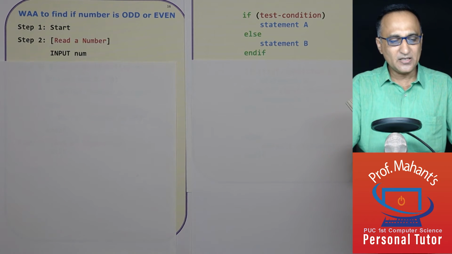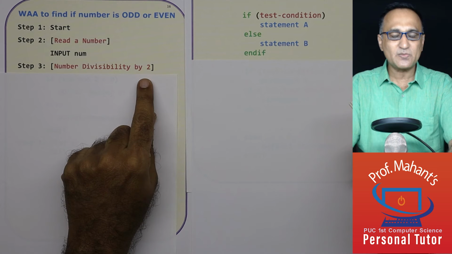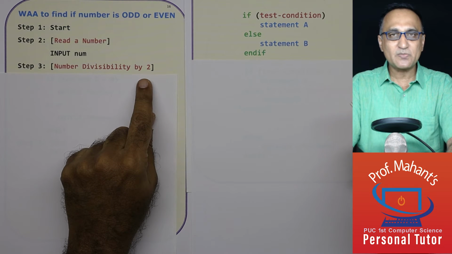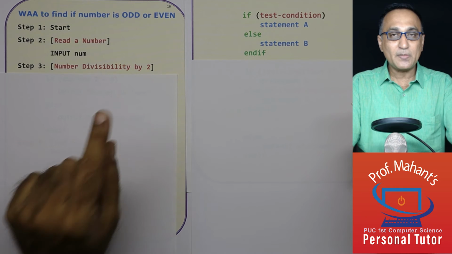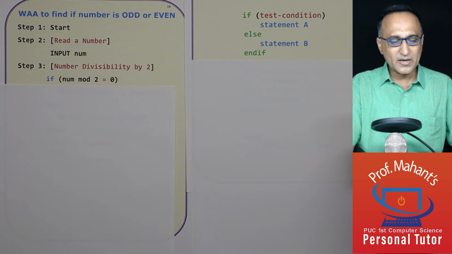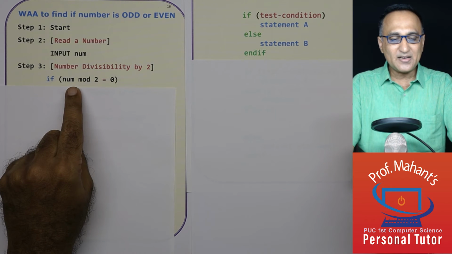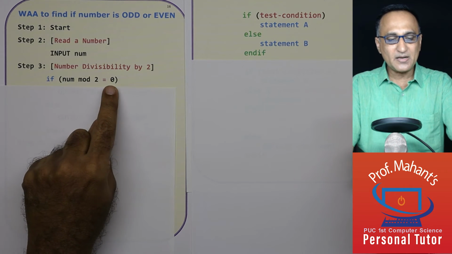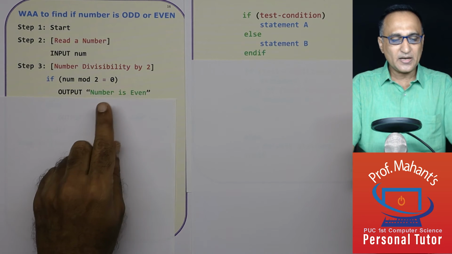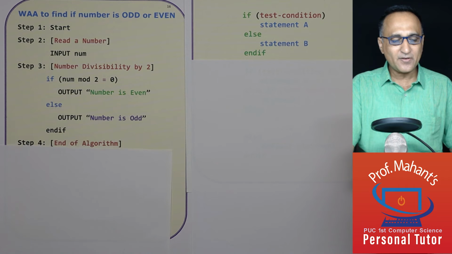So let's try to understand the logic. What I am doing is checking whether this input number is perfectly divisible by 2. What do I mean by perfectly divisible by 2? When I divide by 2, if the remainder happens to be 0, then it's an even number, else it's an odd number. So let's take a look at what I am doing. In the first step, I am saying number mod 2. Let's say the number is 10. 10 divided by 2. What is the remainder? Remainder is 0. So I am going to say output number is even. Else, since in this case it's already even, it's not going to go to the else part. It's going to come to the end if, go to the next step, and reach the end of the algorithm.